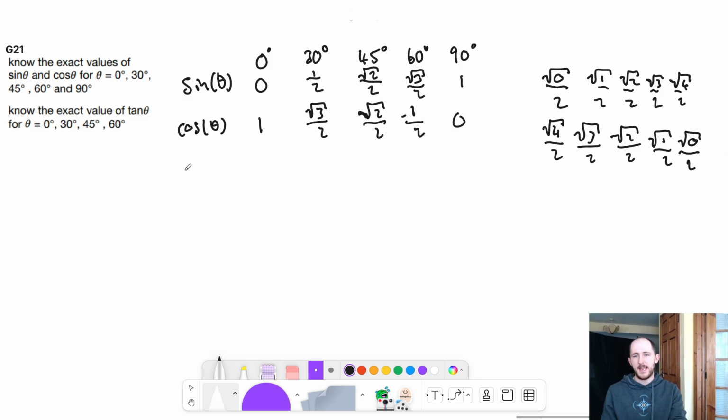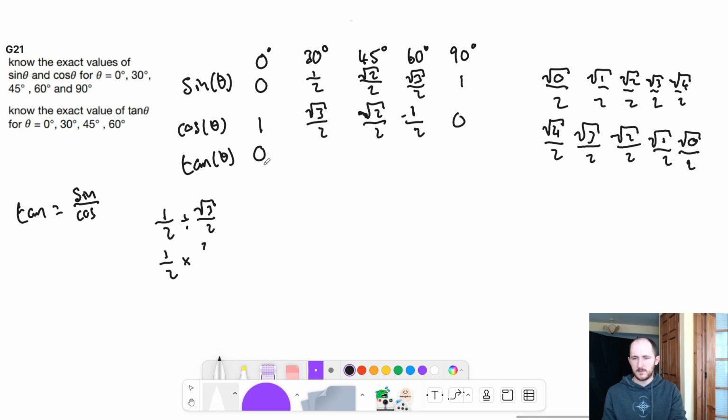Now tan is a little bit of a more difficult one. You might notice that I might actually give you more than what you need. Here's the hint. Tan is equal to sine over cos. So all I'm going to do is divide these two things. So 0 divided by 1 gives me 0. A half divided by root 3 over 2, it just flips the fractions, right? You change that to a times, which equals 1 over root 3.